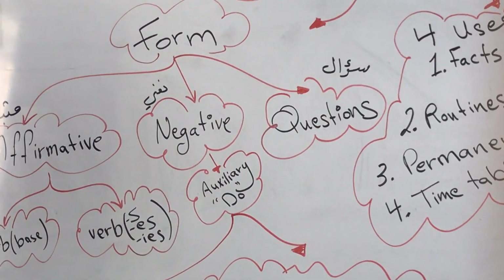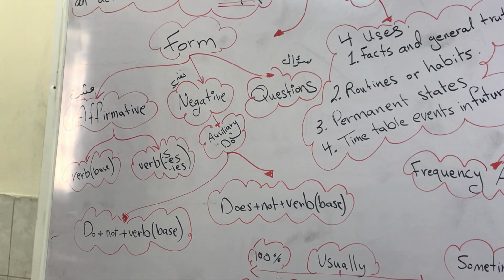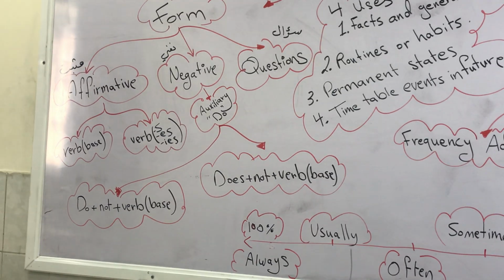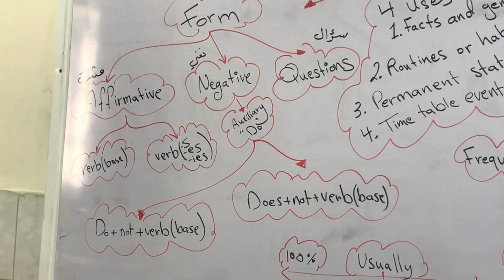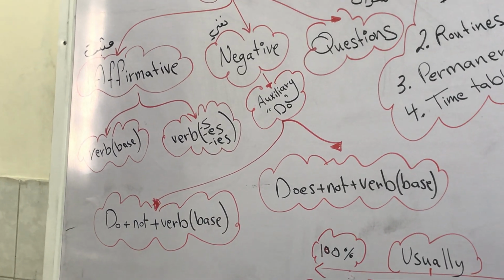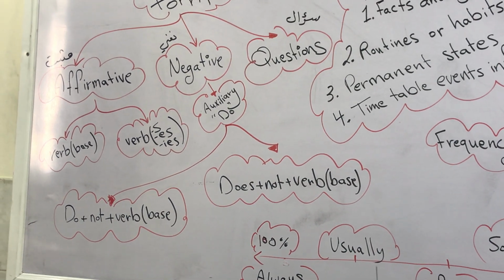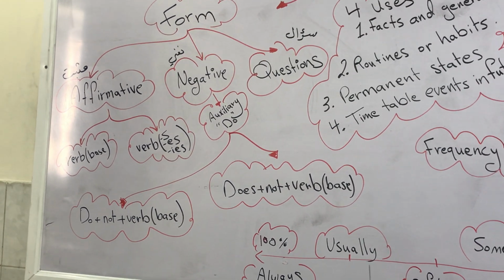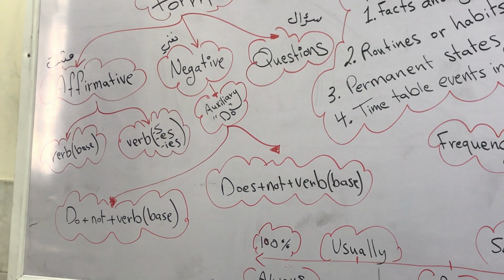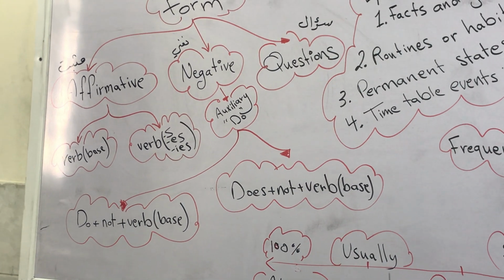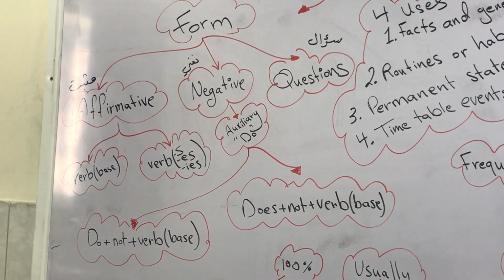Now we go to the negative form. We have to use the auxiliary verb do in order to form our sentence. So the rule will become do plus not plus the verb in the base, and does plus not plus the verb, and it will return to its base because the do here took the s from the verb, so it will be in the base form.